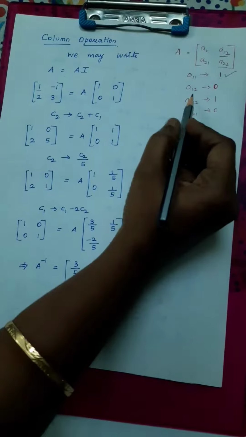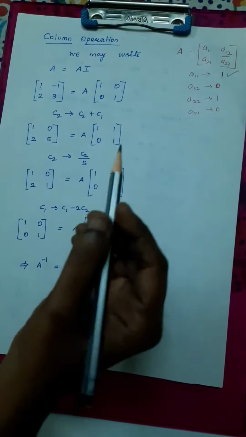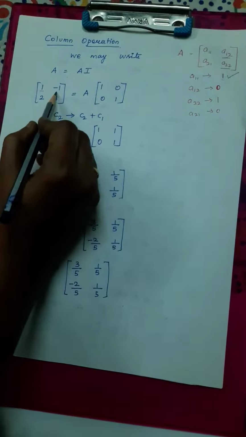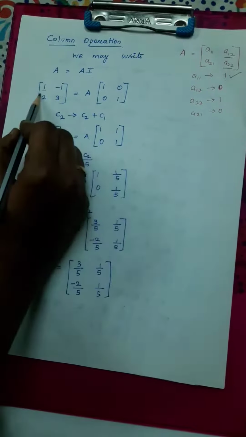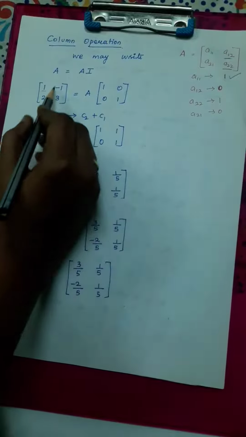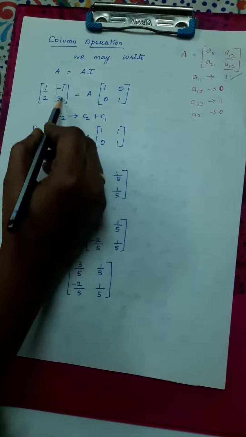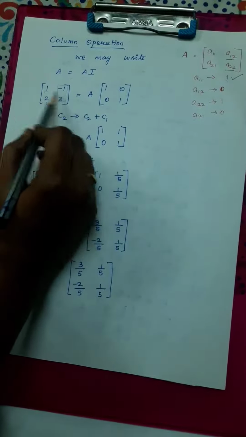Now the second step is, we need to convert A12 as 0. What is there in A12 position? Minus 1. How will you convert this to 0? When we add both the columns, we will be getting 0. So we are going to disturb column 2. So column 2 implies column 2 plus column 1. We are going to add corresponding elements in the columns.